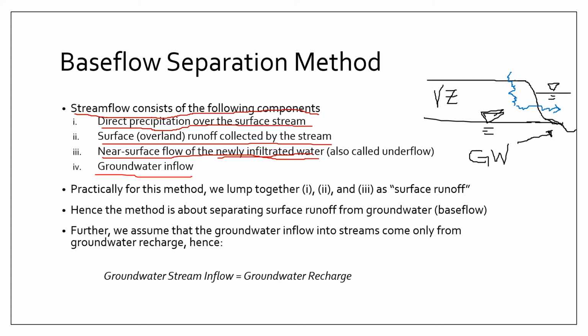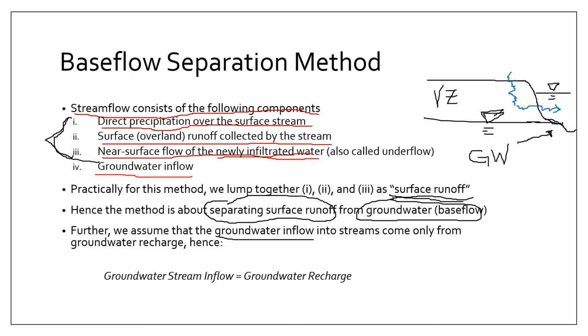Now, for practical purposes, it's easier to just lump together all these three: your direct precipitation, your surface runoff, and your underflow, and assume that they are just part of the surface runoff. Okay, so in effect, the method is just about separating surface runoff from your groundwater or your base flow. And further, we assume that the groundwater inflow coming into the streams comes only from your groundwater recharge, and therefore groundwater stream inflow is equal to your groundwater recharge.